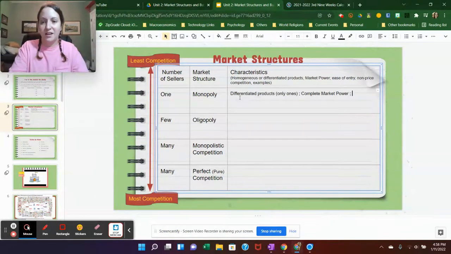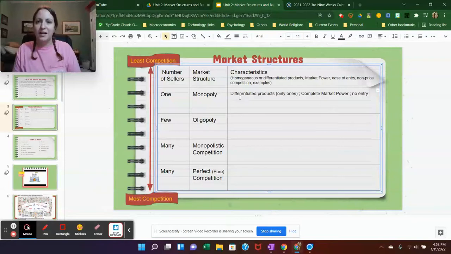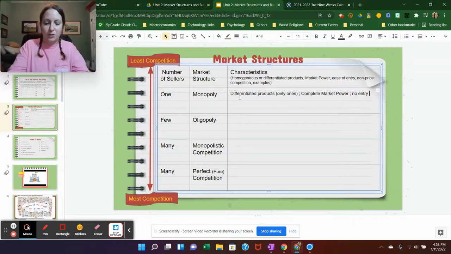And because of that, when it comes to how easy it is to enter this market, there is no entry, meaning businesses cannot just enter that market. Maybe there are patents or licenses on the product. That's why the monopoly has a monopoly: maybe they have a patent or copyright laws, so I'm the only one that can do this. And so there's no entry, or maybe there's a high startup cost.